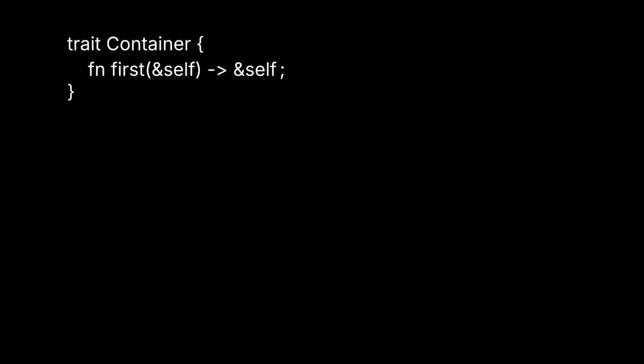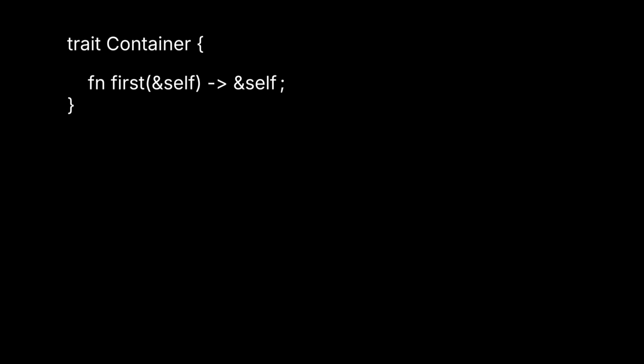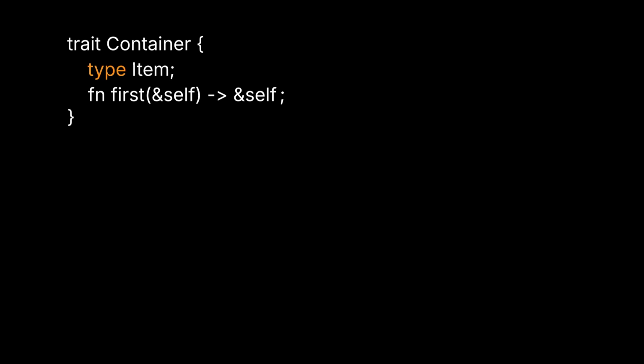We don't know for sure how or where this trait can be implemented. That's when associated types can be used. We can just use the keyword type to define an Item. And in the return type of the method, we can return the Item of Self. Let's look at an implementation of this trait now.